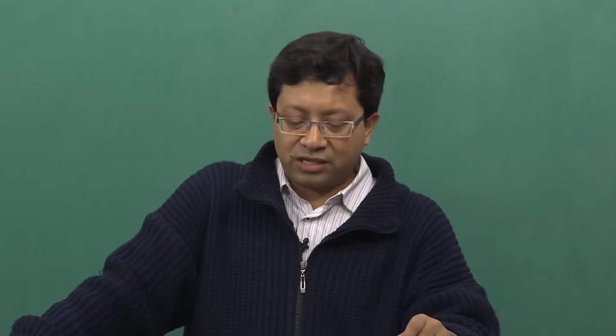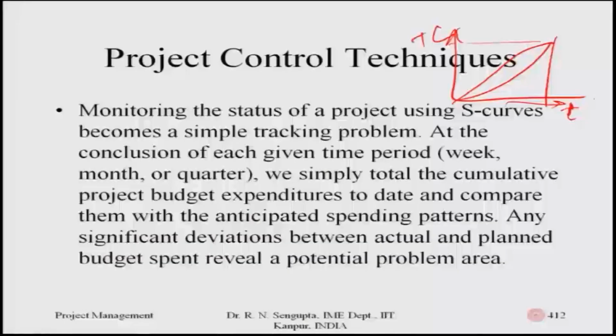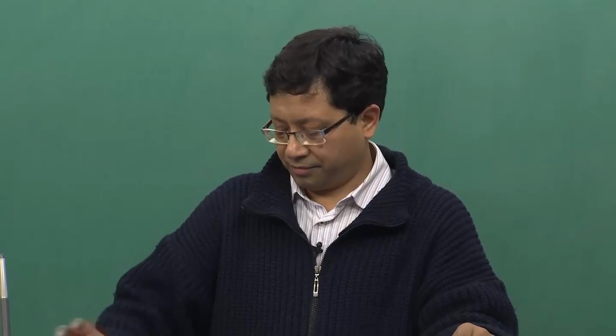Utilizing those S curves, it becomes a simple tracking problem. You track at each stage and take a decision accordingly. At the conclusion of each given time period, we simply total the cumulative project budget expenses to date and compare them with the anticipated spending pattern which you think would have happened. Any significant deviation between the actual and the planned budget spend reveals a potential problem area, such that you have to take corrective actions accordingly.